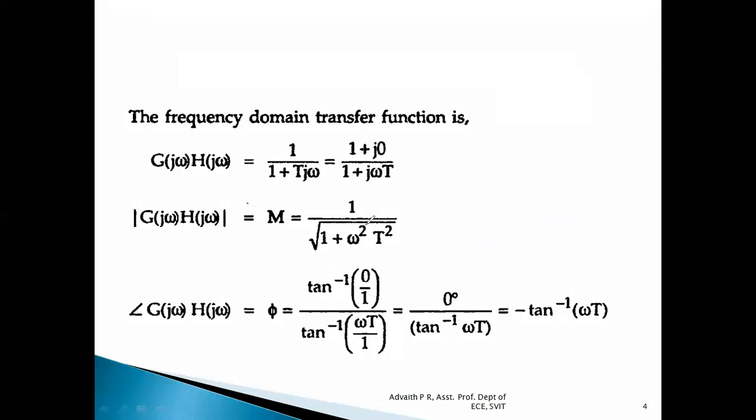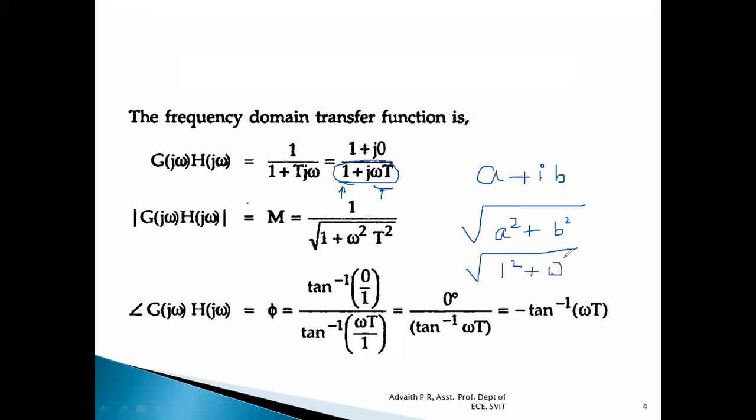Similarly, for the denominator part, the equation we have is 1 plus j omega T. This is again in a plus ib form. So to find the modulus of it, we'll use the formula root of a square plus b square. Here, the a value is 1 and the b value is omega T. So root of a square plus b square will be root of 1 square plus omega T the whole square, which is nothing but omega square into T square, under the root. The same thing is written over here.